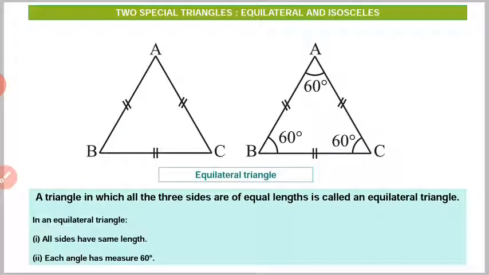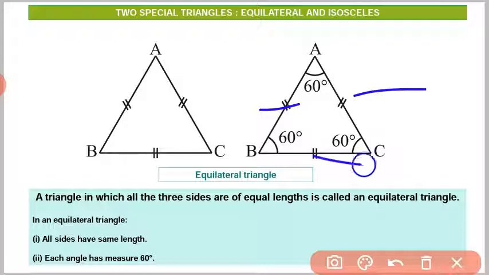Two special triangles, that is equilateral triangle and isosceles triangle. Equilateral triangle, by the name, means that three sides are equal. A triangle in which three sides are of equal length is called an equilateral triangle. In an equilateral triangle, all sides are equal. Also, all angles are equal and each measures 60 degrees.